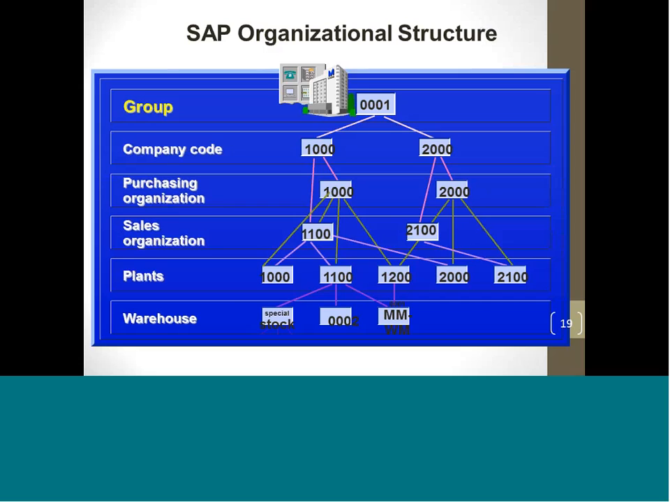Similarly, we have the sales organization. Purchasing is responsible for buying material, whereas the sales organization is responsible for selling the material to the customer. It is usually at the company code level that they sell the material. And then we have a warehouse. Suppose a plant has a warehouse, and the warehouse has different locations where the materials are stored. This is the complete organization structure of SAP.